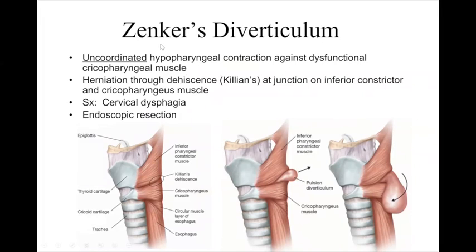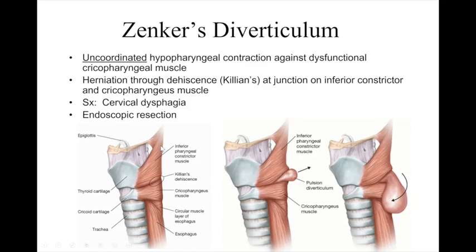And the last area that I'll talk about is a developmental abnormality, and this is the classic Zenker's diverticulum. Zenker's diverticulum is caused by uncoordinated hypopharyngeal contraction against a dysfunctional cricopharyngeus muscle. So typically when we swallow, we have these swallowing waves that involve the inferior constrictor muscle that are continuous with opening and closing of the cricopharyngeus muscle. If there is uncoordinated contraction, the cricopharyngeus muscle does not relax but continues to be constricted. There is a small defect here between the inferior pharyngeal constrictor muscle and the cricopharyngeus muscle. This is called Killian's dehiscence.